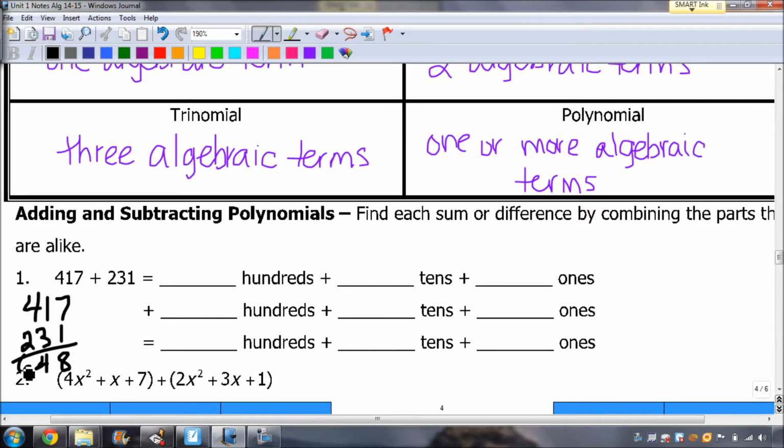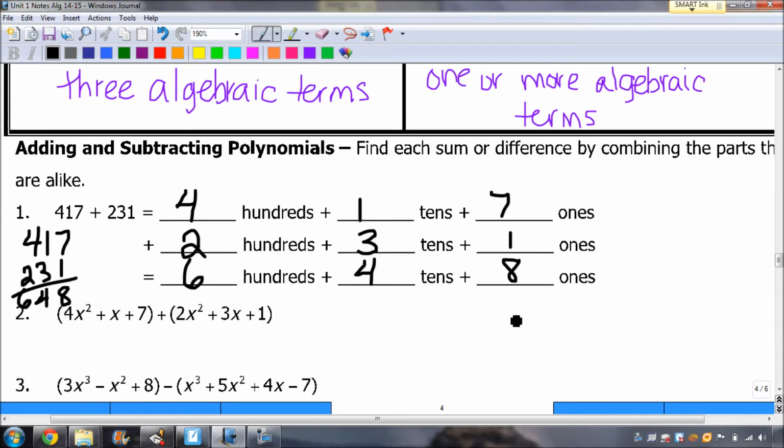But really, technically what you're doing is you are adding this 417, which is 4 hundreds, 1 ten, and 7 ones. And then you're also adding 231, so you've got 2 hundreds, 3 tens, and 1 one, so you've got 6 hundreds altogether, 4 tens, and 8 ones. So why on earth am I even talking about this? Because this is really basic addition stuff that you've learned at the beginning of elementary school. But it applies to algebra as well.